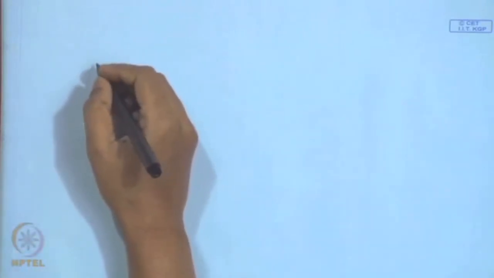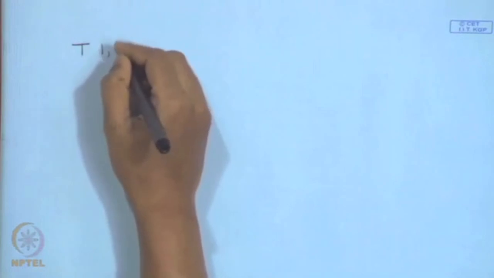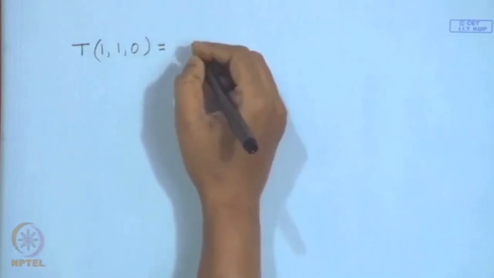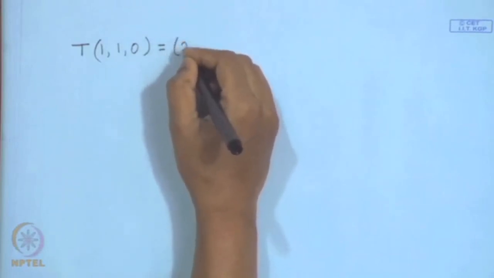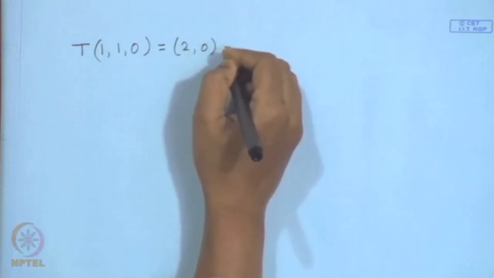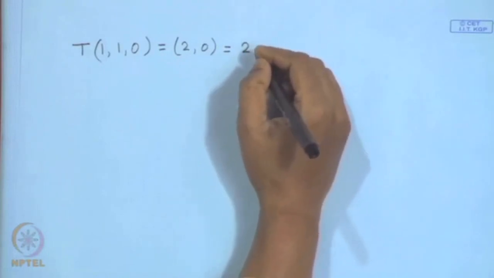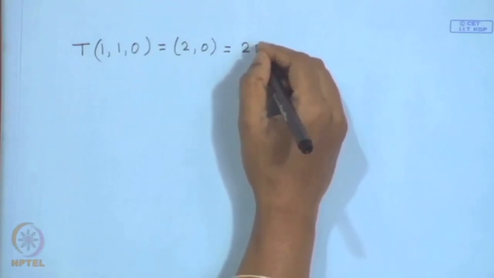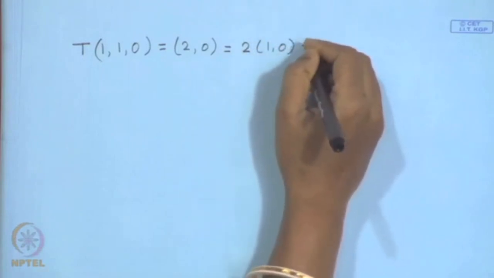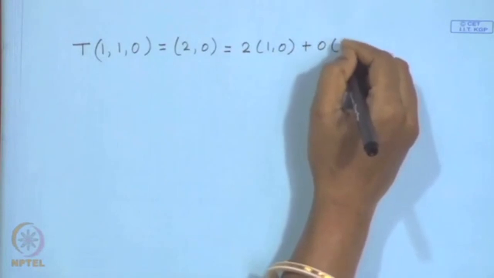So now we shall find the image of these basis vectors, that is T of 1 1 0. According to the definition of this linear transformation, this value is 2 0, and that can be written as a linear combination of the basis vectors in the range space like this: 2 into 1 0 plus 0 times 0 2.